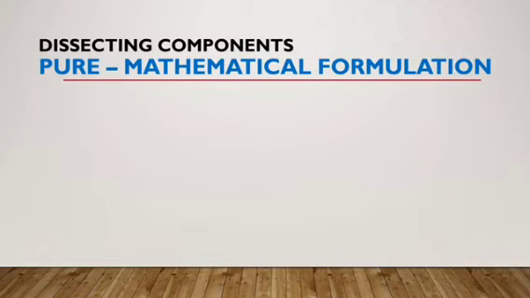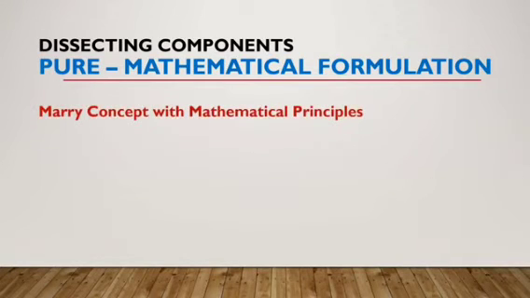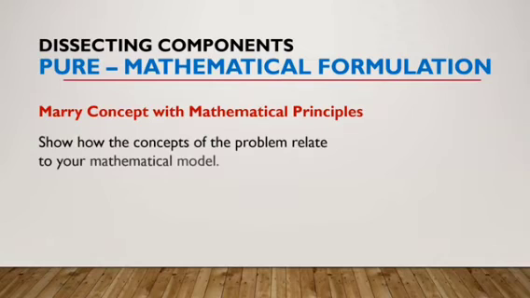The second stage in Collier's process is to devise a plan. To do this, you will need to marry the concept with the mathematical principles. Here you are going to show how the concept of the problem relates to the mathematical model.